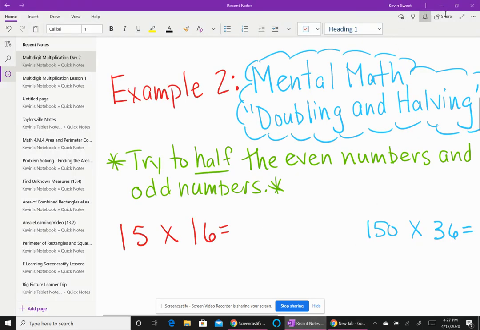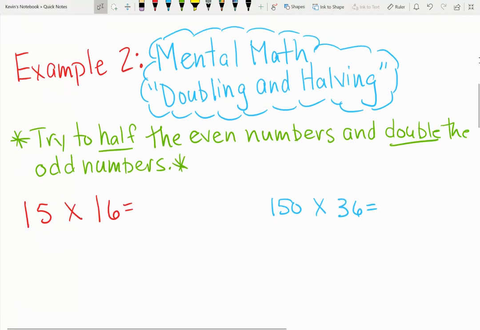Good to see you. Welcome back, 4th grade. We're going to try something new, and it's a trick out of the old mental math book. And this is where you put down your pencils or your pens, and mental just means you're going to try to do these problems in your brain. And we're going to use a trick called doubling and halving, or halving and doubling.